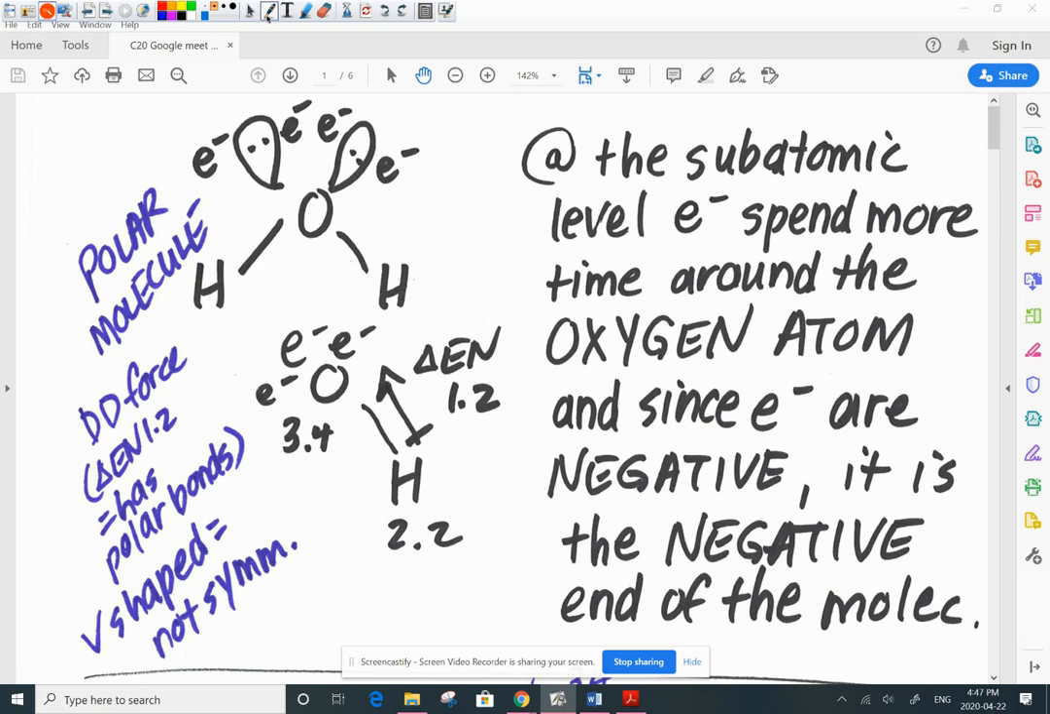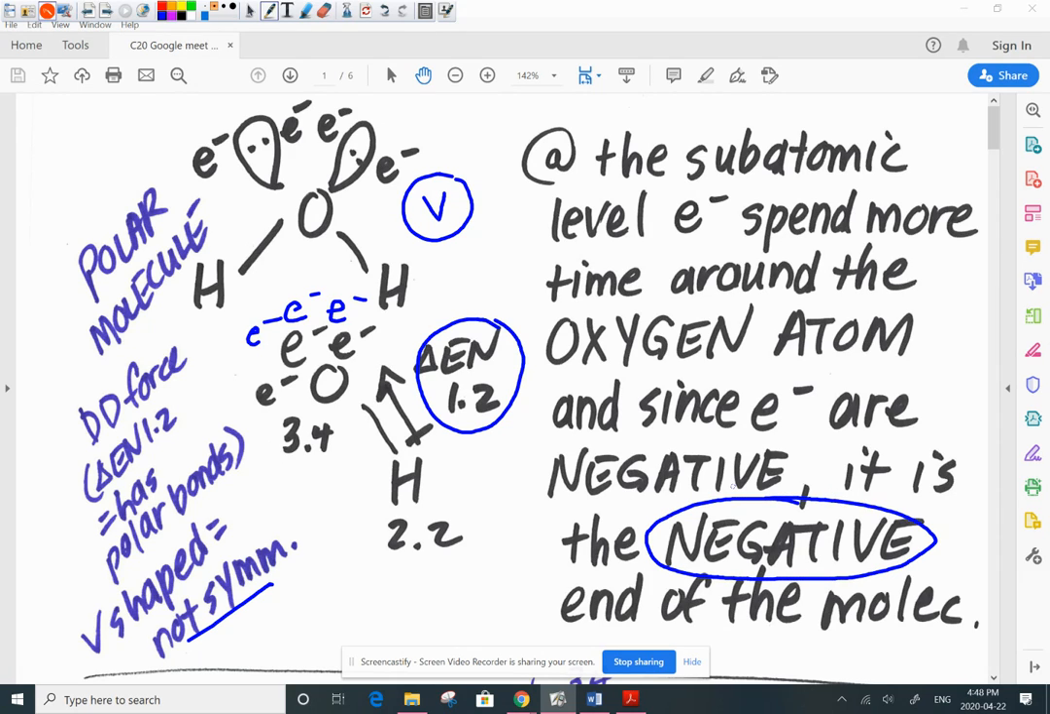So one of the questions on the formative last week was asking about the polar molecule water. And so when you draw the water molecule out, you'll notice it's V-shaped. And of course, any V-shaped molecule by its nature is a polar molecule. It's not symmetrical. But looking at the electronegativity difference between the oxygen and the hydrogen atoms, we have ourselves a net dipole, which is going to mean that we have these polar bonds. And this means that all the electrons are hanging out around the oxygen atom. So since electrons are negative, that means that the oxygen becomes the negative end of the molecule.